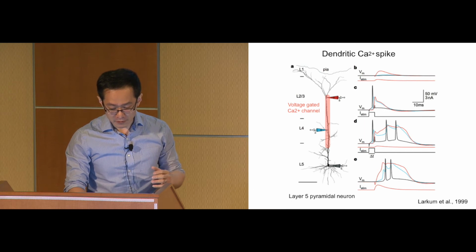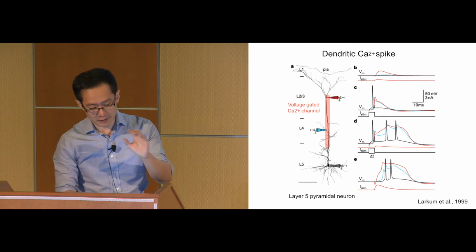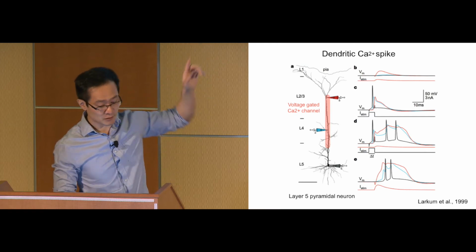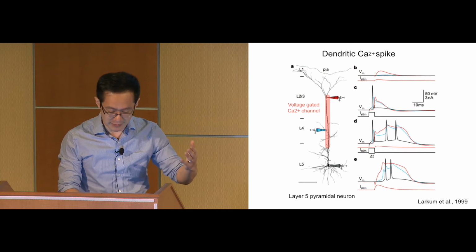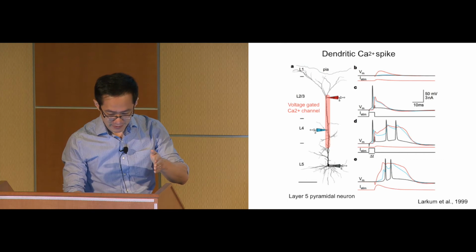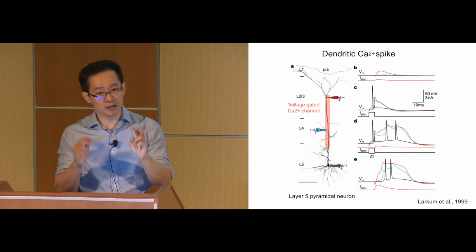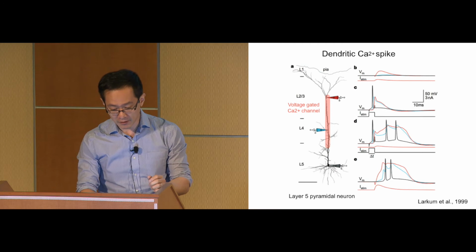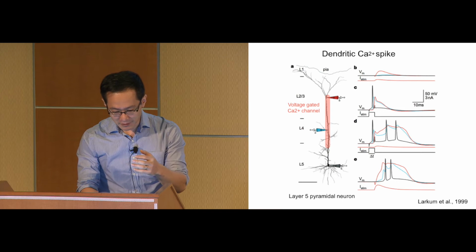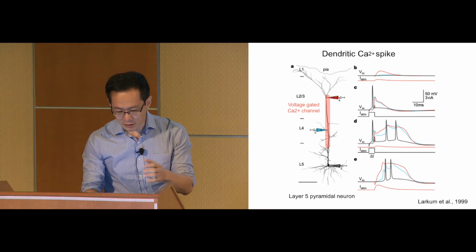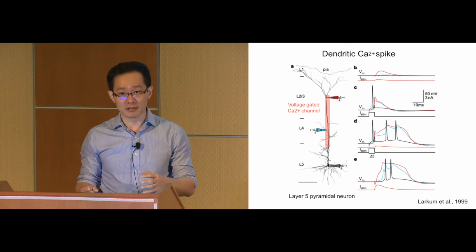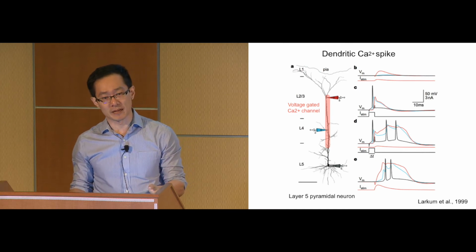Now, if you pair these two current injections together, so you inject with the red electrode a small depolarization at the distal dendrite and a square pulse injection in the soma, then something different happens. Instead of only firing one action potential, the cell fires a burst of action potentials. And that's because if you take a look at the red trace, it is a very broad, so-called plateau potential. And this is another type of local dendritic spike.